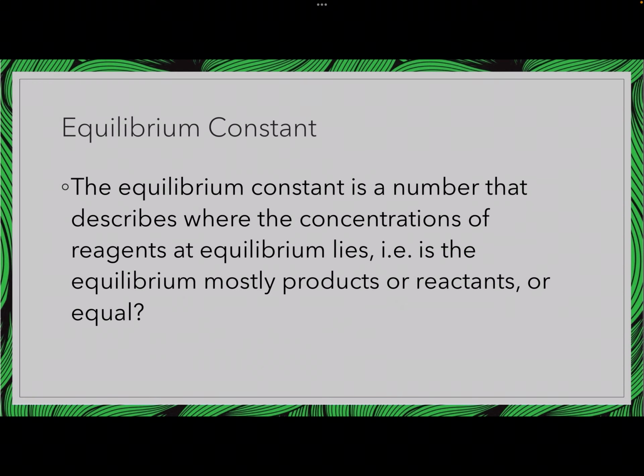Okay, so where does the equilibrium lie? Is it mostly products? Is it mostly reactants? Is it equal? Is there 10,000 times as many products as reactants or whatever? It's just a number that describes that. As for what the numbers mean, we'll get to that in a future lesson. But what we're going to be doing today is looking at how to construct what we call the K expression, or the K equation, which is how we actually determine the equilibrium constant.